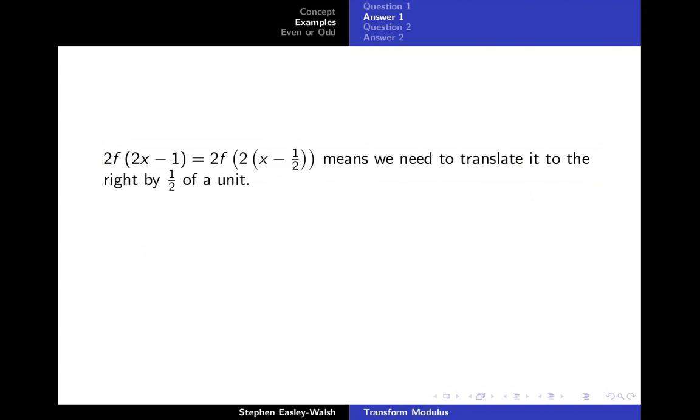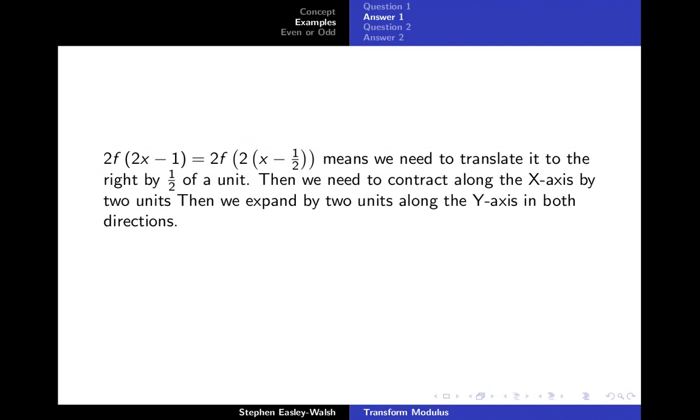What we should do first is take the 2 outside in the 2x minus 1. This means we need to translate it to the right by half of a unit, because in the innermost part we have minus a half. Then we need to contract along the x-axis by 2 units, since the next part is the 2, just one level outside the innermost part. And then moving out again, we see that we need to expand by 2 units along the y-axis in both directions.